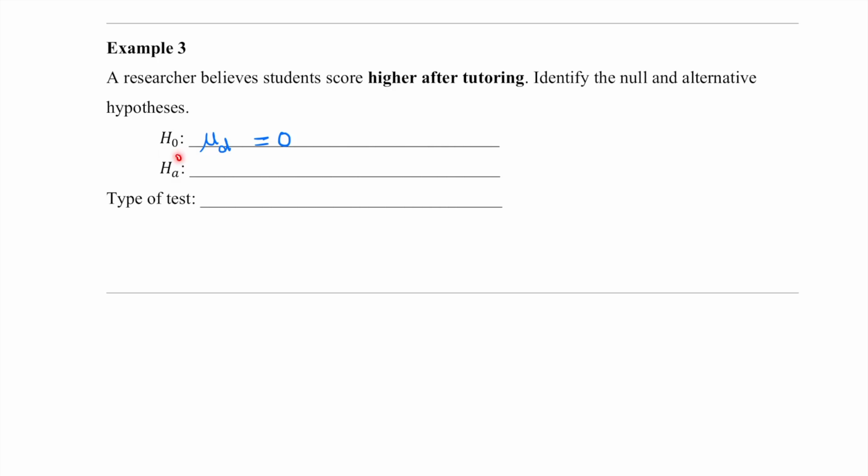For the alternative hypothesis, we need to check the difference. Since we are defining the difference as after minus before, if tutoring helps, the after scores should be larger than the before scores. That means the difference should be positive. So the alternative hypothesis would be mu sub d is greater than 0. And this is a right tail test because the alternative hypothesis contains the greater than symbol.